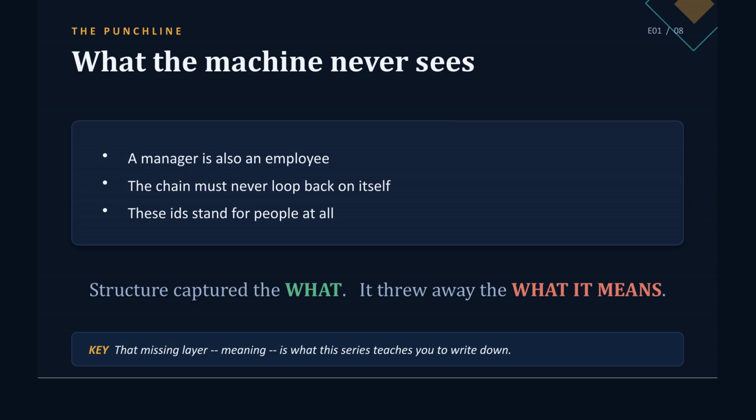It does not even know that these IDs stand for people at all. To the database, they are simply numbers sitting in cells. A human being reading the very same table fills in every bit of that meaning automatically, without thinking, purely from context. The machine cannot, because that meaning was never written down anywhere it could read. The structure captured the what. It quietly threw away the what it means. And that one missing layer, the meaning, is exactly what this entire series will teach you how to write down.